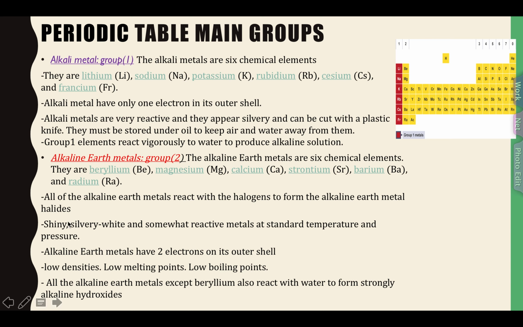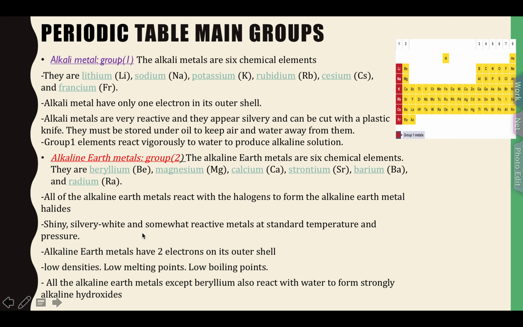They are shiny, silvery-white, and somewhat reactive metals at standard temperature and pressure. Alkaline earth metals have 2 electrons in their outer shell. So as we said, alkali metals have only 1 electron, while the alkaline earth metals have 2 electrons.